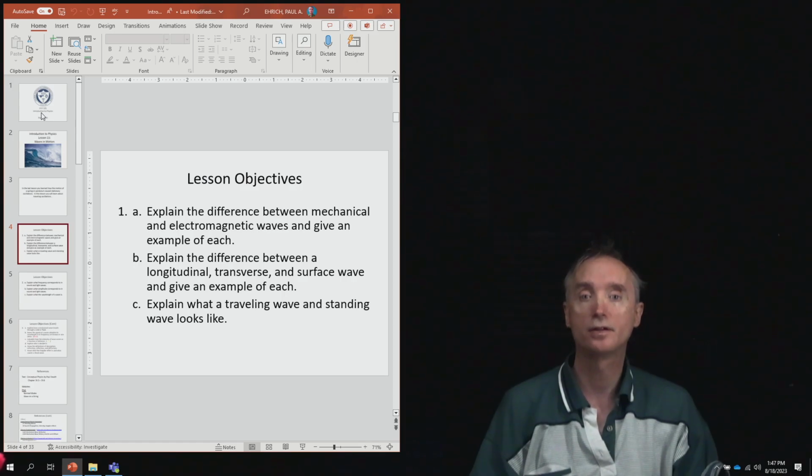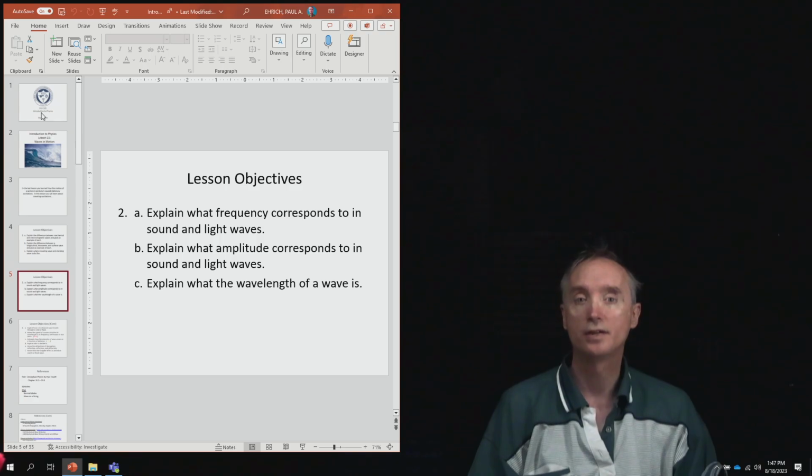So our lesson objectives are: explain the difference between mechanical and electromagnetic waves and give an example of each kind. Explain the difference between a longitudinal, a transverse, and a surface wave and give an example of each of those. Explain what a traveling wave and a standing wave looks like.